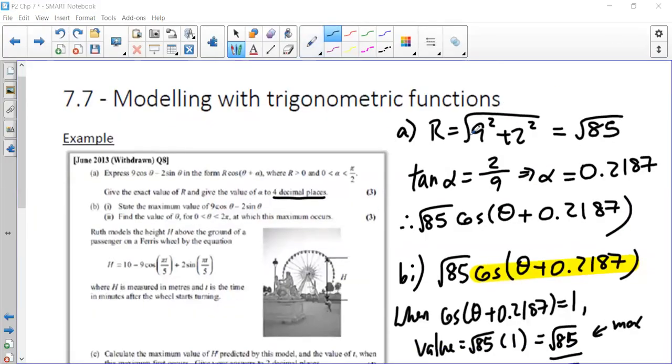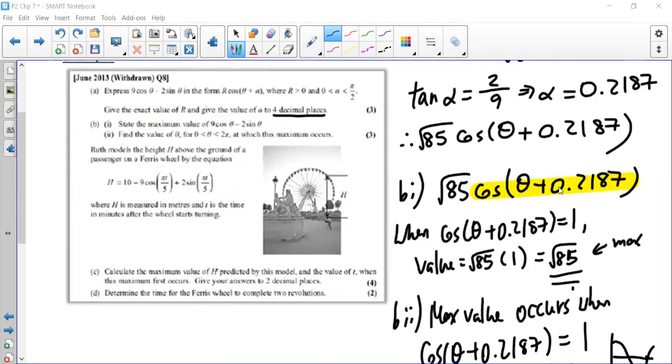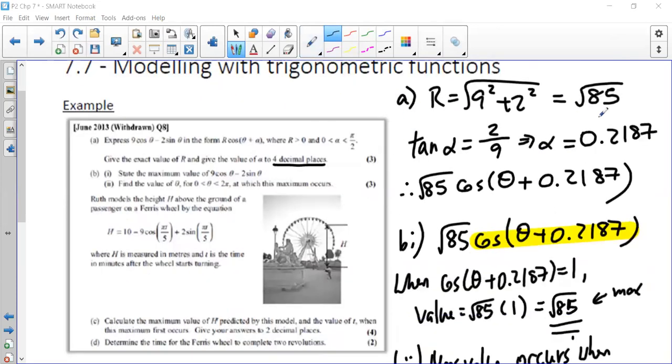So here are the answers. Question A, we know R equals Pythagoras of 9 squared plus 2 squared, so root 85. To work out the alpha value, we set up tan alpha equals the coefficient of the matching one, which is in the denominator. So matching cos theta and cos, 9 goes underneath. We ignore the negative, so 2 on the top. So tan alpha equals 2 over 9. So alpha equals 0.2187. Must be 4 decimal places, I have mentioned this. Okay. So therefore, I will write the expression as root 85 cos(theta plus 0.2187).